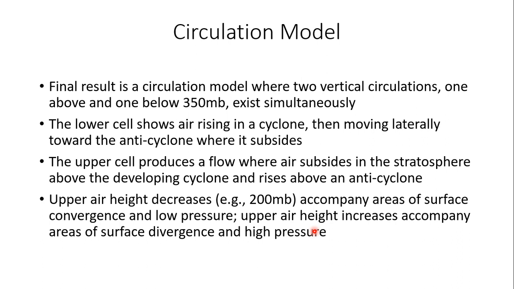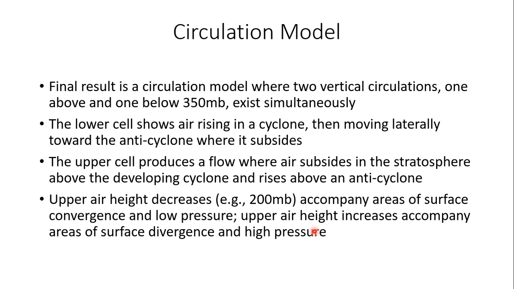The final result is going to be a circulation model where you get two vertical circulations, one above and one below 350 millibars. By the way, 350 millibars is generally about 35,000 feet above the ground. The lower cell is going to show air rising in a cyclone, then moving laterally toward the anticyclone where it subsides or sinks. And an upper cell is going to produce a flow where air subsides or sinks in the stratosphere above the developing cyclone and rises above an anticyclone.